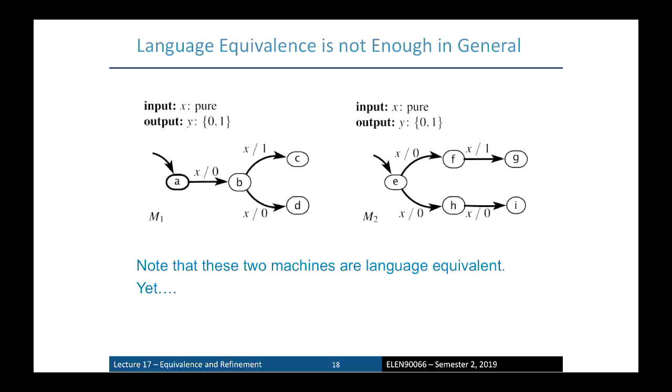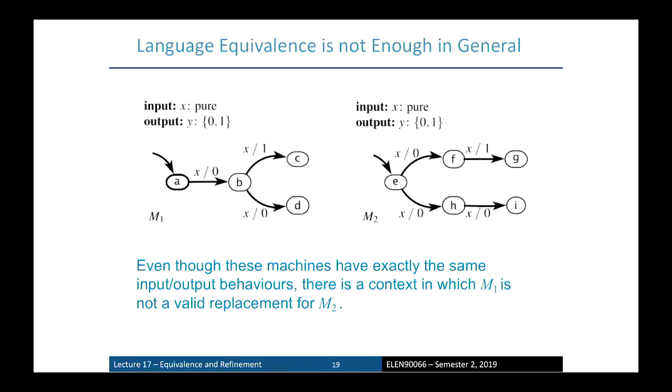But there's something interesting that's going to come up here, in particular this non-determinism here, and here as well. They're language equivalent, but they can't completely be swapped with each other, if you like. All right, how so? There is a context. You might think, okay, clearly type equivalent, language equivalent, let's swap them over. But there's a special context where M1 cannot be replaced by M2, and it's because there's non-determinism.